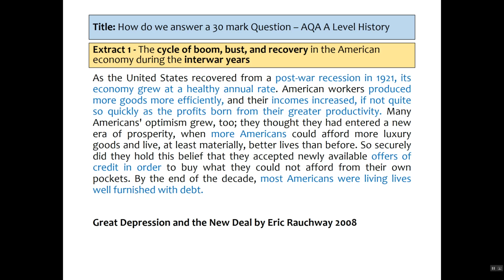So the key argument of extract 1 really is that there was a post-war recession in 21, and then there was healthy recovery in the 20s. And some key points: American workers produced more goods efficiently, incomes increased, and greater productivity. An interesting point here is that when more Americans could afford luxury goods, at least materially, they led materially better lives than before. And the end sentence: by the end of the decade, most Americans were living lives well furnished with debt. So a summary of this source would be that the 1920s was a positive experience after the recession in 21, that American lives got better for the majority, and that there were levels of debt.